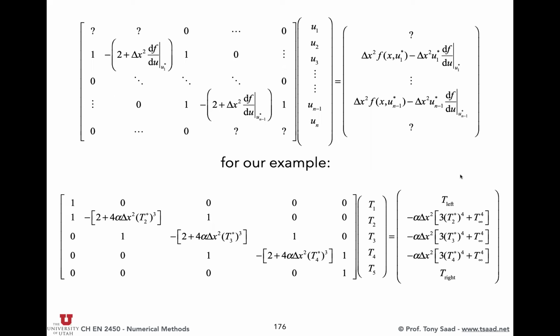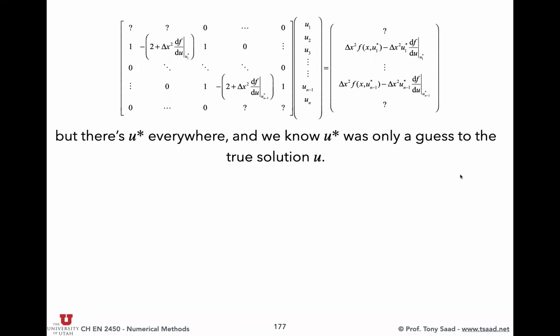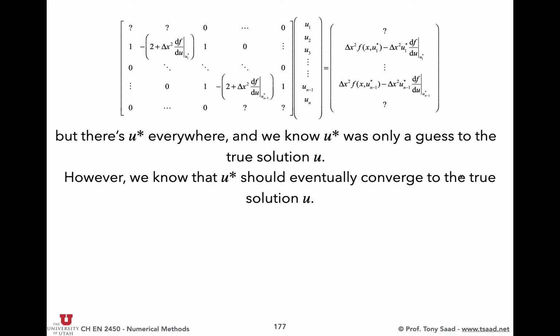Because the coefficient matrix is known, there are actual values in it. The only unknowns are the Ti's, T1 all the way to Tn, okay? But there's this U star everywhere. And we said that U star is only a guess for the true value of U, or T star is the guess for the true value of T, or whatever variable. However, we also know that U star should eventually converge to U. So U and U star need to be the same value, okay?